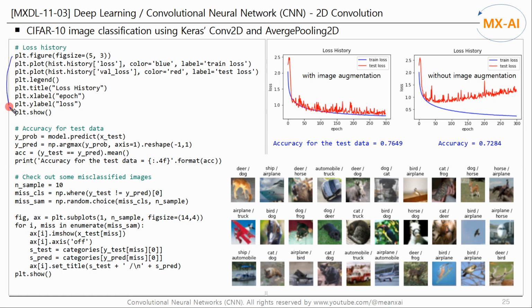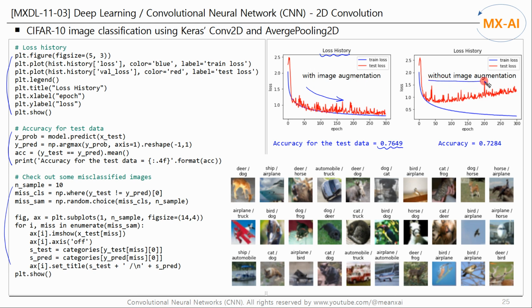Next, let's check the loss history and measure the accuracy of the test data. Finally, let's check out some misclassified images. The changes in losses are as follows. Both training loss and test loss are significantly reduced. And the accuracy of the test data is 0.7649.